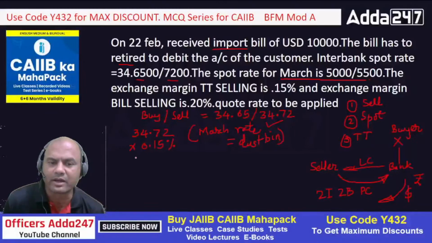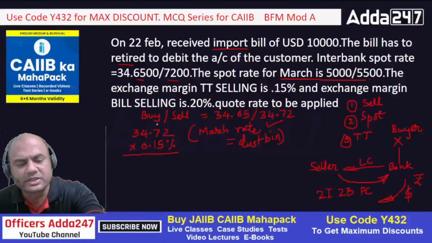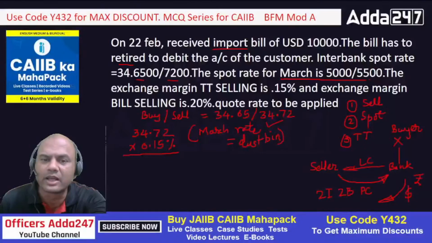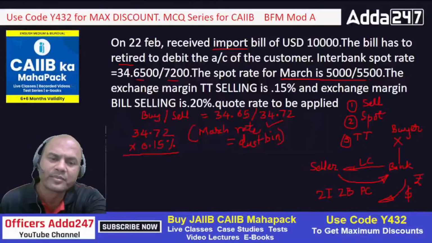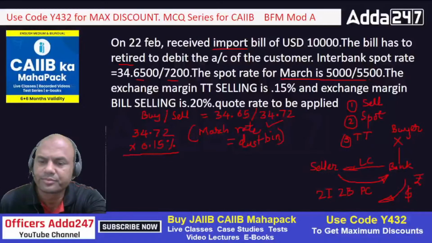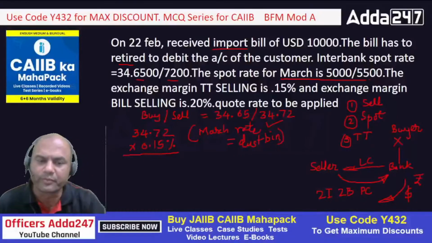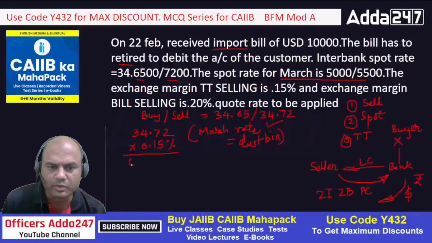Percent means divided by 100. So it comes down to, do the calculations, everyone. What is the answer you're getting? I need to see the answers from you. Then only I'll feel that I'm doing something worthwhile, isn't it? So 34.72 into 0.15% means divided by 100, put 0.0015. So 34.72 into 0.0015, you will get 0.052. Got it?